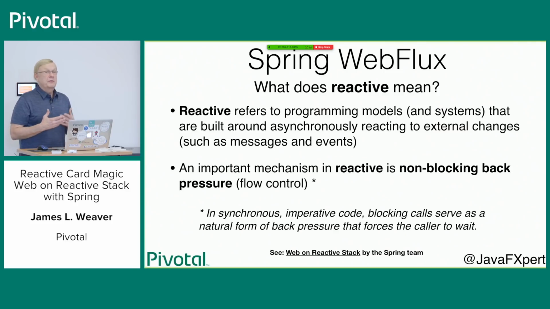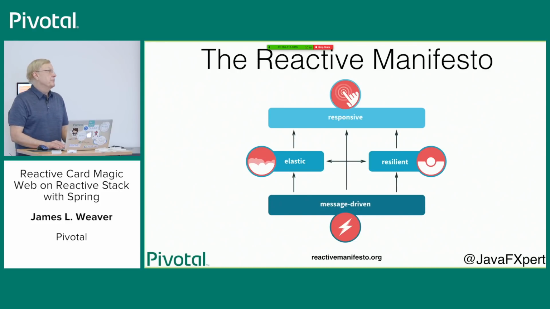And again, one of the important mechanisms in reactive is this non-blocking back pressure, this flow control. And with synchronous communication, you are blocking by default, and so that blocking gives you a natural back pressure because you're waiting for the response, and so it's kind of a natural way of applying back pressure.